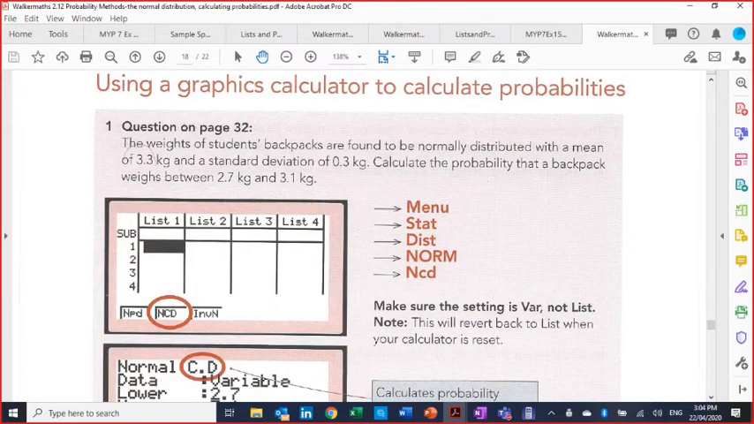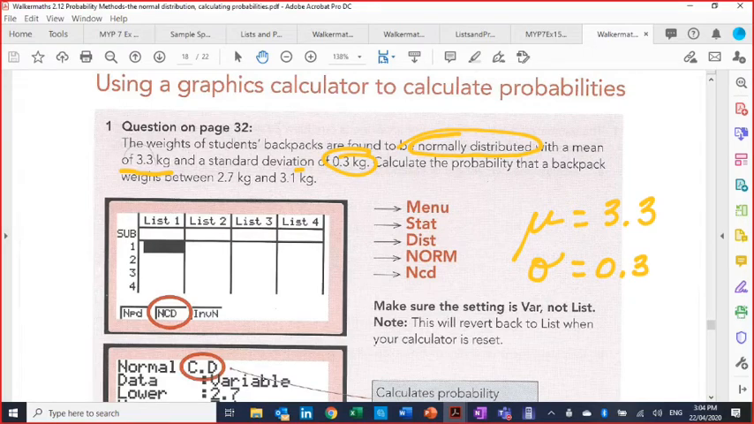So the weights of students' backpacks are found to be normally distributed. Now, if you don't see that phrase, normally distributed, then you're not talking about the normal curve or the normal distribution. They always have to say that. With a mean of 3.3 kilograms, so your mean is 3.3. You're not worried about the units right now, because you're dealing with probability, you don't ever care about the units for that. And a standard deviation of 0.3 kilograms. So a standard deviation of 0.3.